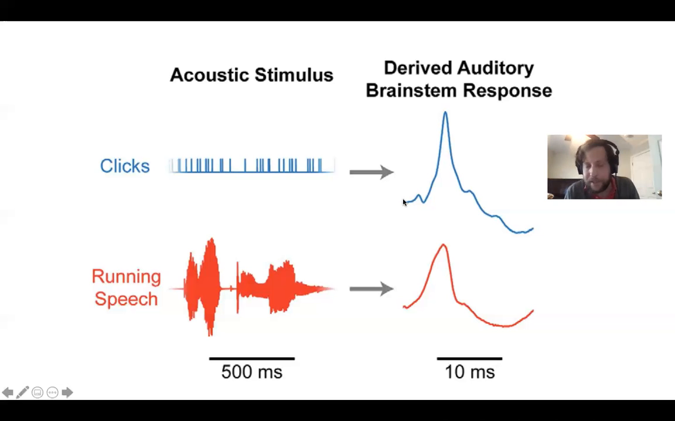A common clinical measure that uses the brainstem potential is the latency of this peak right here. So once again, you look at the brain's response to one of these click sounds, and that's what this is.